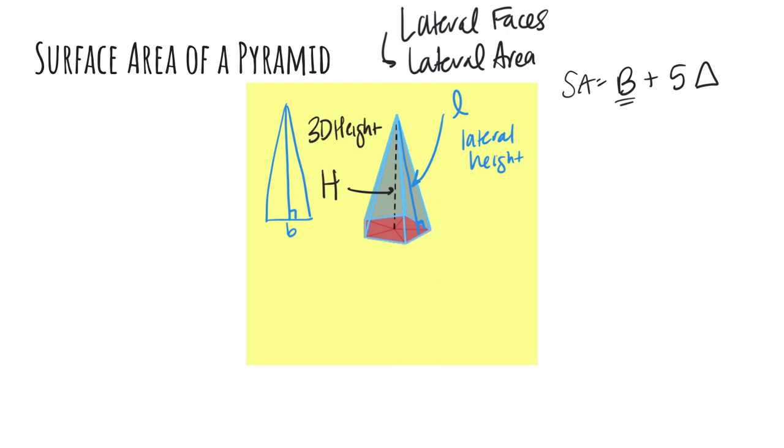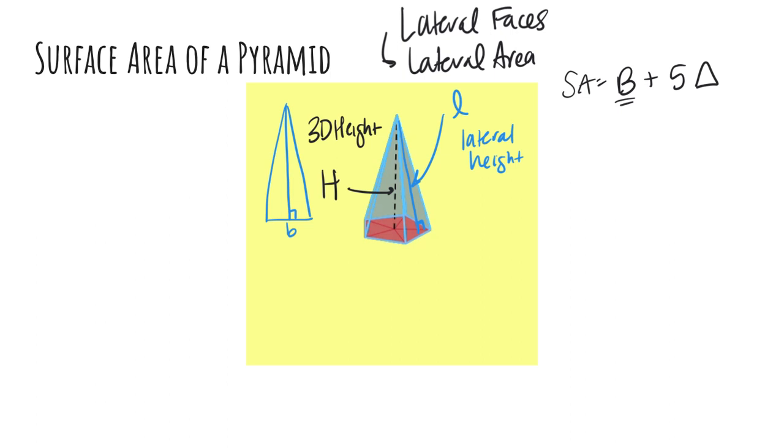figure. So that 3D height, we use a capital H for that, and for the lateral height, we use a lowercase l. We write that in cursive so it doesn't look like a 1. The lateral height is just for the height of the lateral faces. Capital H for the whole shape, the whole shebang, the 3D height.